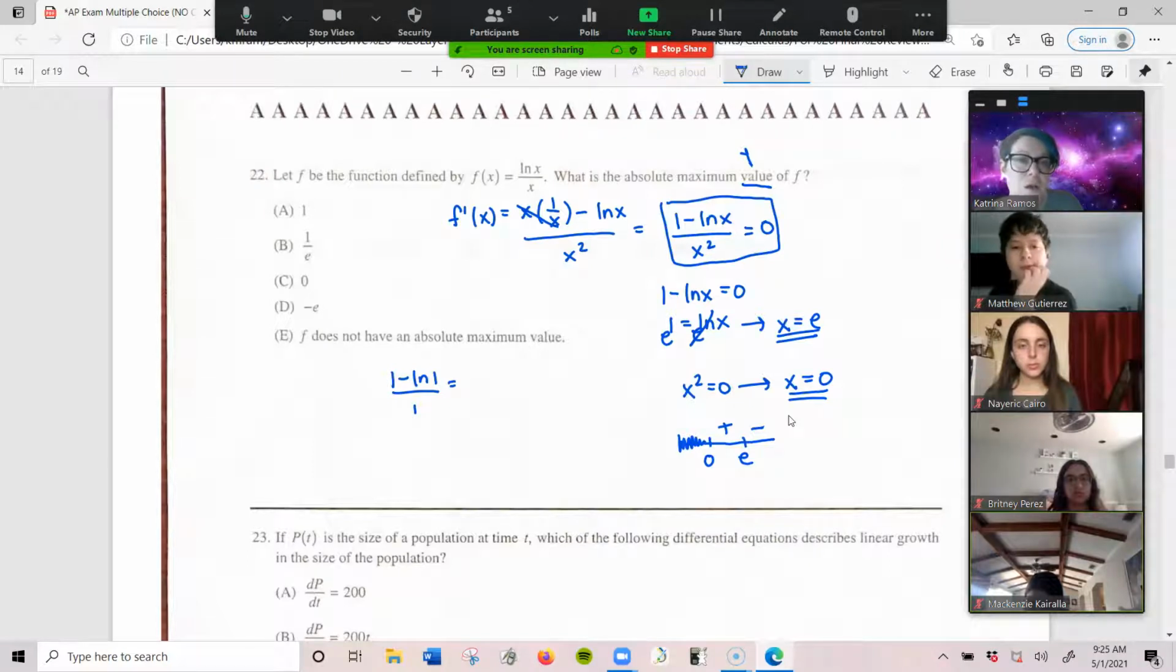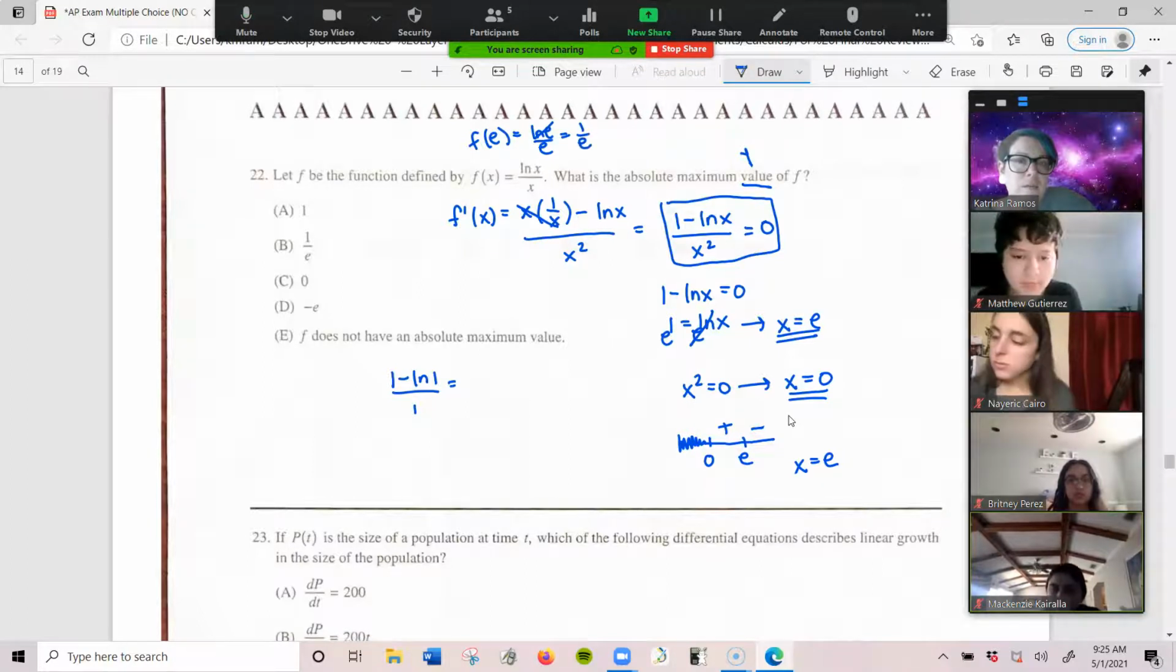Okay. So we have a maximum at x is equal to e. But remember that I need the y value. So you're going to go to your f of x and you're going to plug in e. And we get the ln of e over e. The ln of e, they cancel out. This is 1 over e. So it would be b.